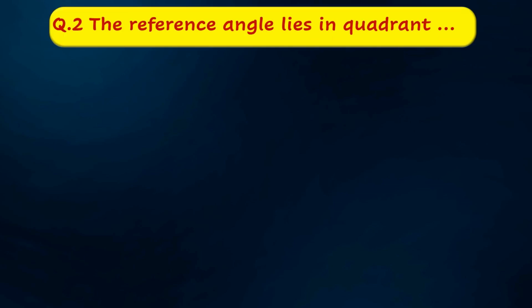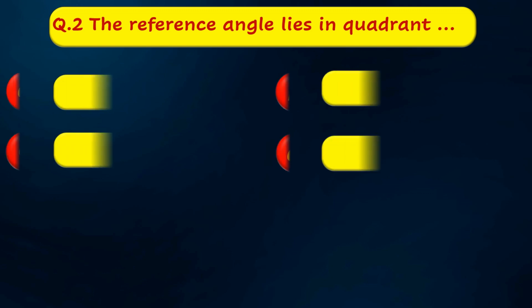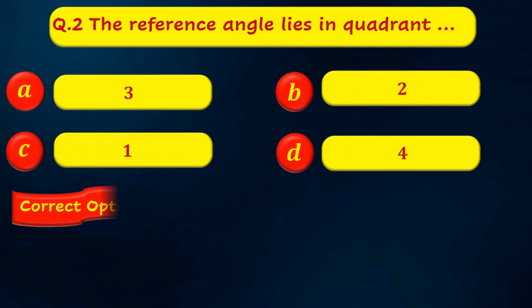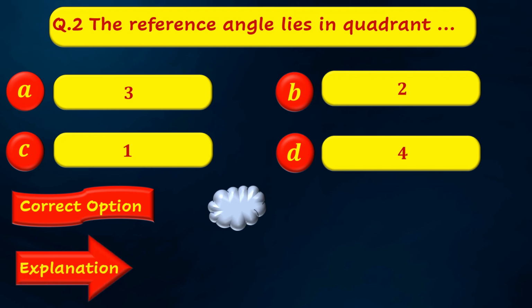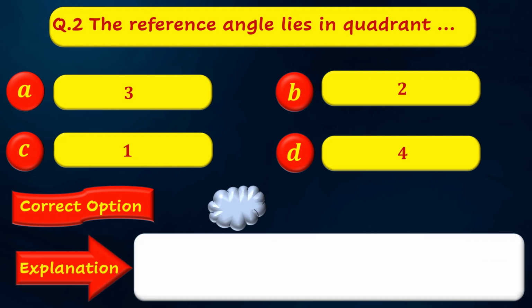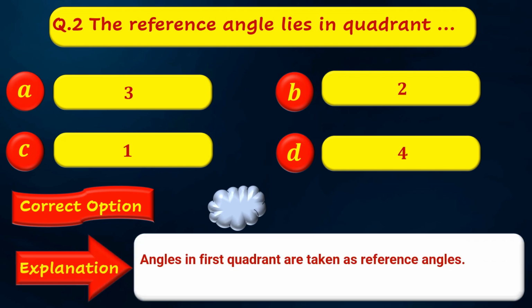Question number 2. The reference angle lies in the quadrant, and the options are, the correct option is, but before that let's explain it. We know that the angles in first quadrant are taken as reference angles. So the correct option is option C.